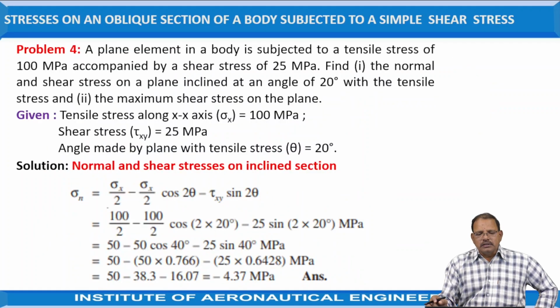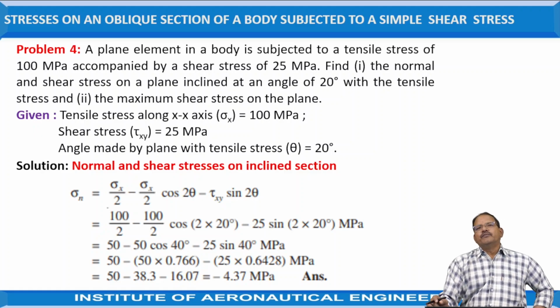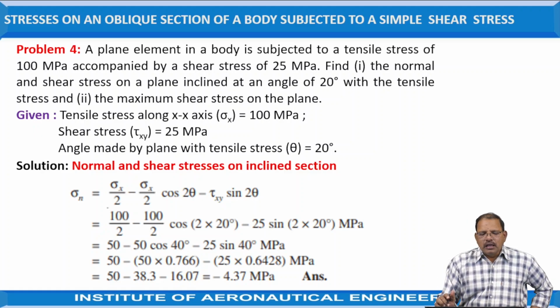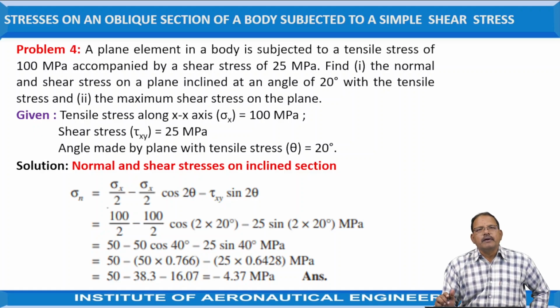A plane element in a body is subjected to a tensile stress of 100 megapascal accompanied by a shear stress of 25 megapascal. Find the normal and the shear stress on a plane inclined at an angle of 20 degrees with the tensile stress. And the second part is the maximum shear stress on the plane now. In problem number 4 now, the given data is a plane element of a body subjected to a tensile stress of 100 megapascal accompanied by shear stress now.